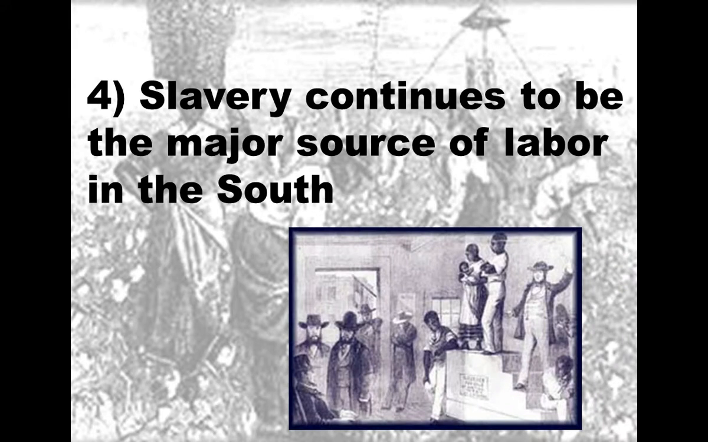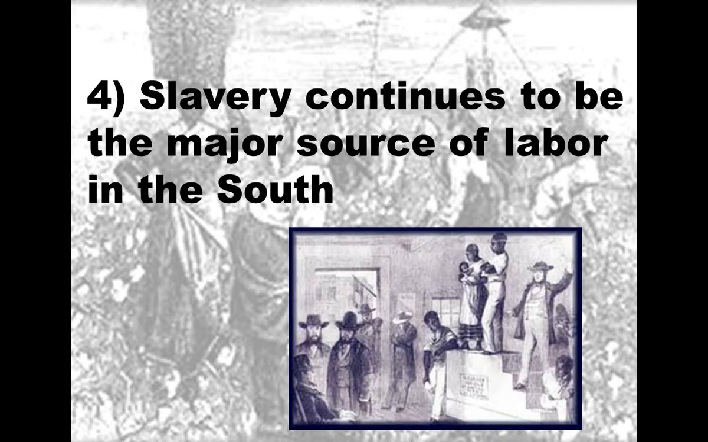All right, number four. Factor for the cotton gin, or influence of the cotton gin. Slavery continues to be the major source of labor in the South. So unlike what many people thought might happen with slavery eventually dying out, slavery actually becomes more in demand because more and more people are growing cotton and using it as a labor source to be able to grow that much cotton, harvest that much cotton, and then eventually sell it.